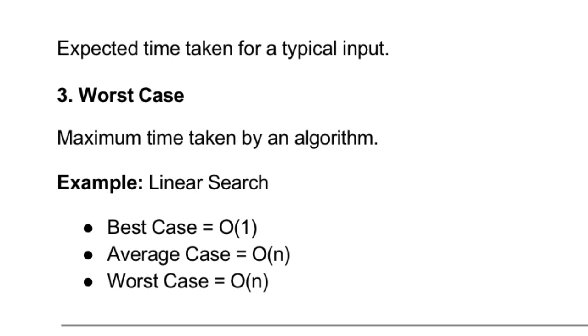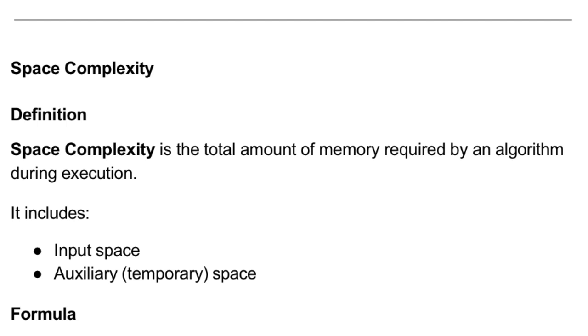Best case means the minimum time taken by an algorithm. Average case means the expected time for a normal or typical input. Worst case means the maximum time taken. These are the three types of time complexities. Then we move to the next complexity, space complexity.